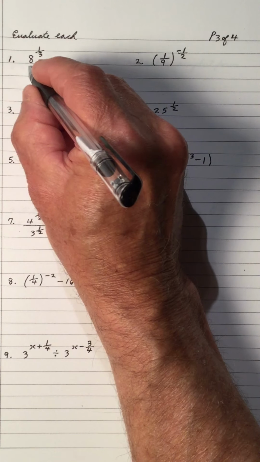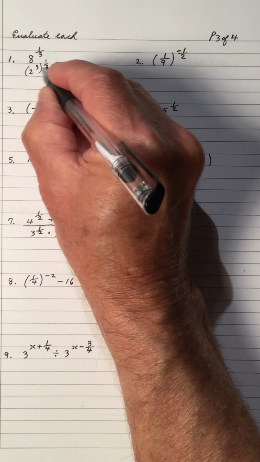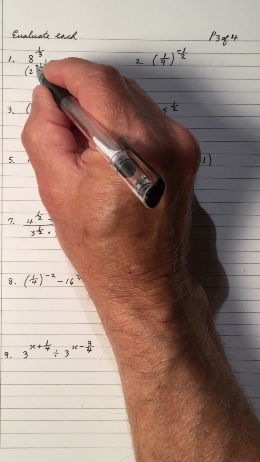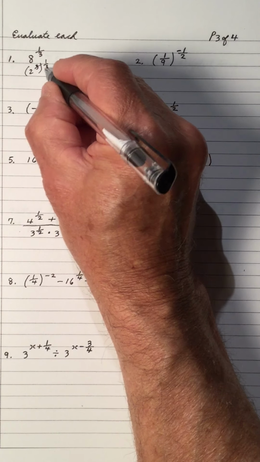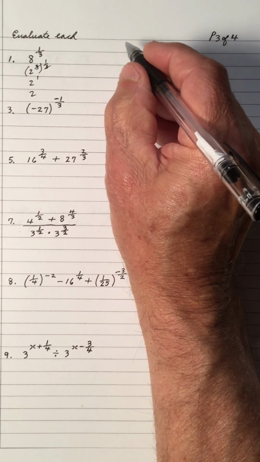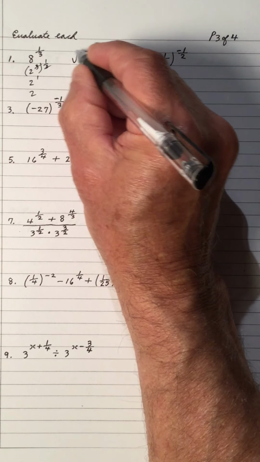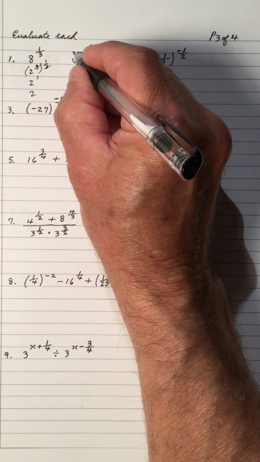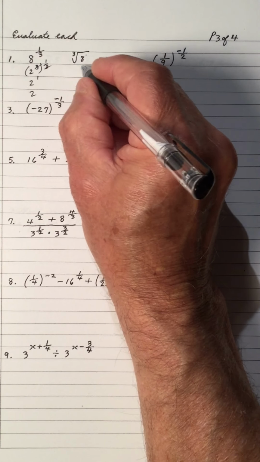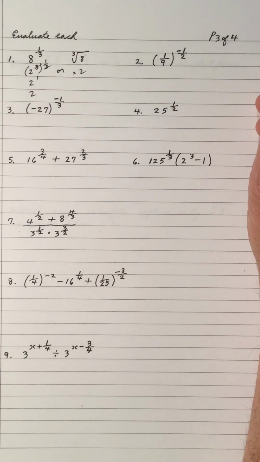8 to the 1/3. We can make 8 2 cubed. And because we have a power of a power, we can multiply these, so the 3's cancel, we get 2 to the 1, which is 2. Another way to do that would be to say 1/3 is the cube root of 8 to the 1. The cube root of 8 becomes 2, so that's two ways to do it.